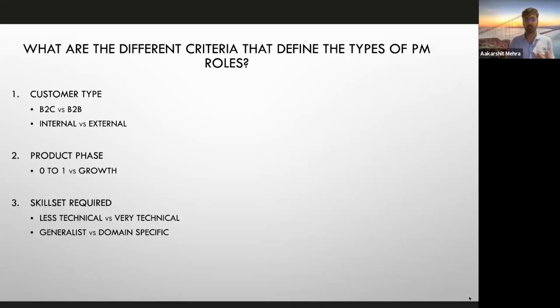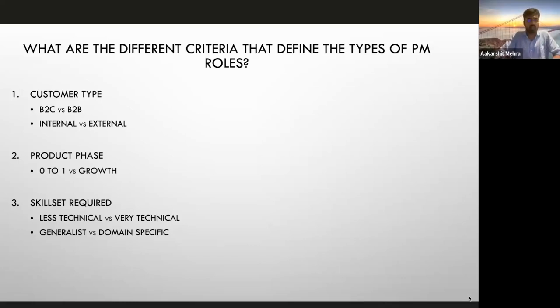They can be split by the kind of phase the product is in, meaning is it a 0-to-1 product or is it a product that's out there in the market and the aim is to grow the product? And lastly, by the kind of skill set required for a given product management role, meaning is it a less or a more technical product management role? Is it something where you typically employ a generalist PM or a domain-specific PM?